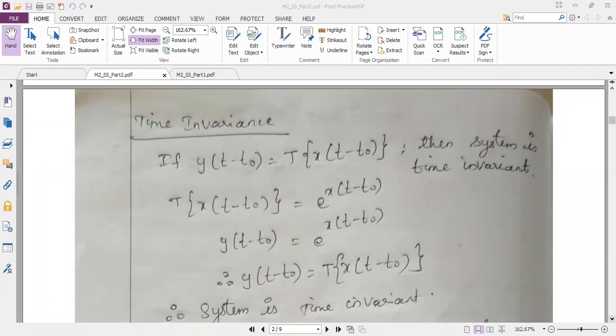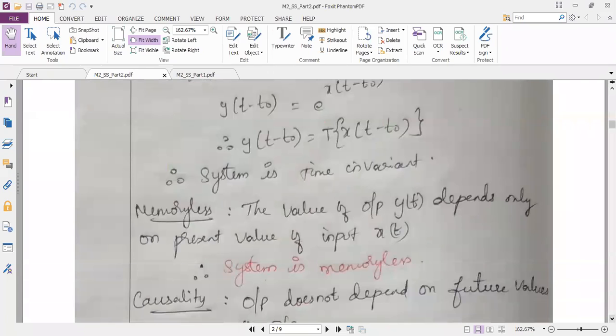Yes, ma'am. Now, memoryless. You know the meaning of memoryless. So I will write the equation again: y of t is equal to e power x of t. See, along with t, I do not have any plus or minus some numbers. I do not have anything like minus 1 or plus 1. So I feel that it is the present value.